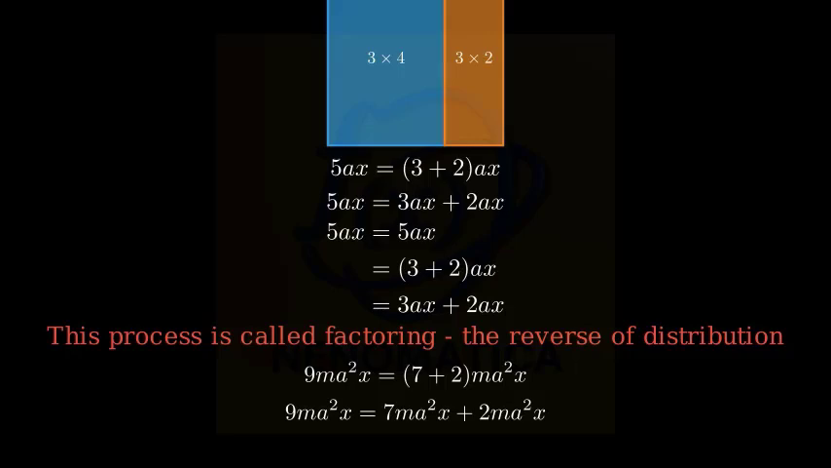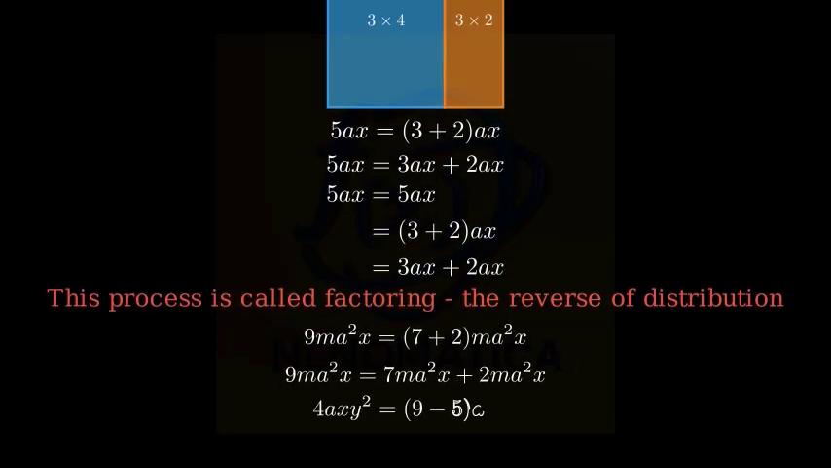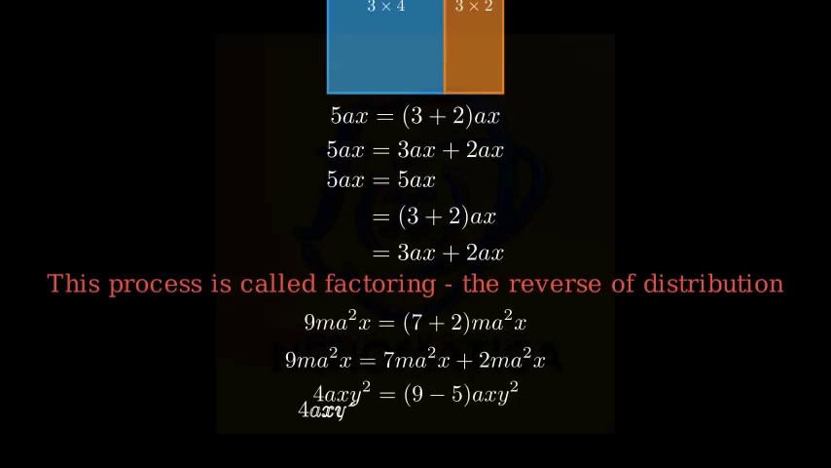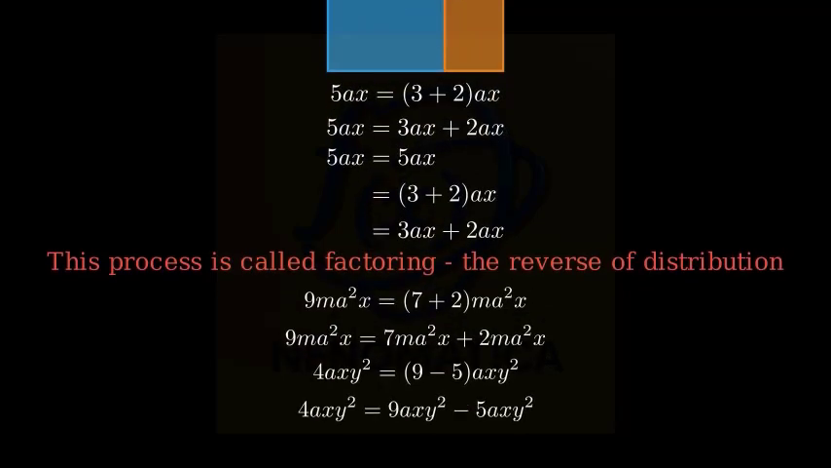Let's move to our second problem. We have 4axy squared equals (9 minus 5) axy squared. Using the distributive property, this becomes 4axy squared equals 9axy squared minus 5axy squared.